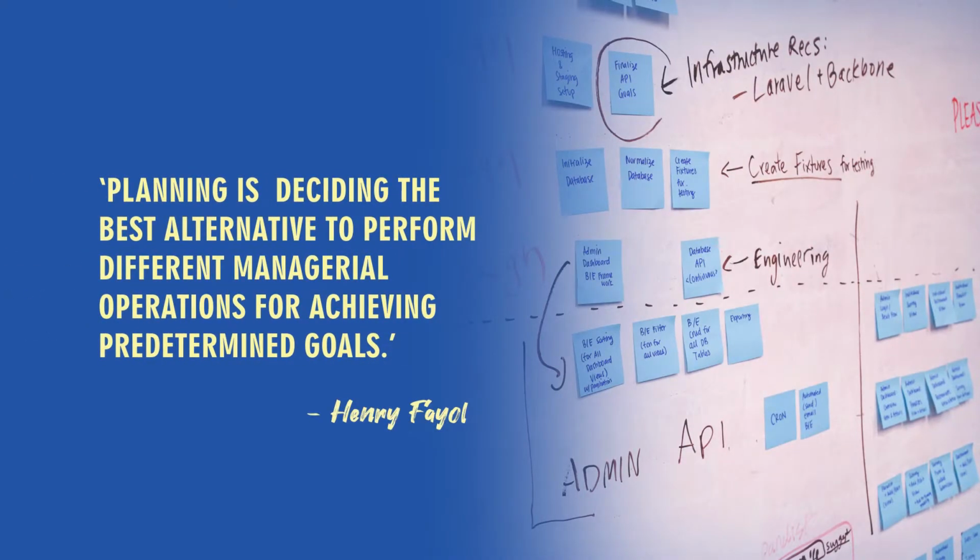If you want to define planning, then planning is deciding the best alternative to perform different managerial operations for achieving predetermined goals. The definition has been given by Henri Fayol. If you analyze this definition, you will find that it involves your decision. What decision? The best from the alternative steps. You opt for that best so that it facilitates the achievement of your goal, which you have already decided.